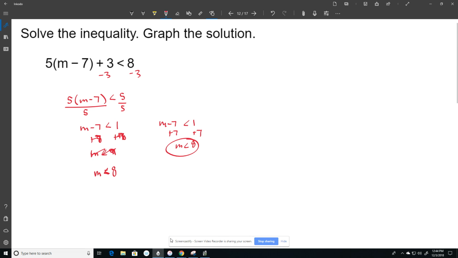So that would be your solution, but it wants you to also graph it. The good thing is you won't have to actually graph it. You just have to pick the correct graph. m is less than 8, so it's an open circle on 8. And since it's less than, it's all the numbers pointing this way.